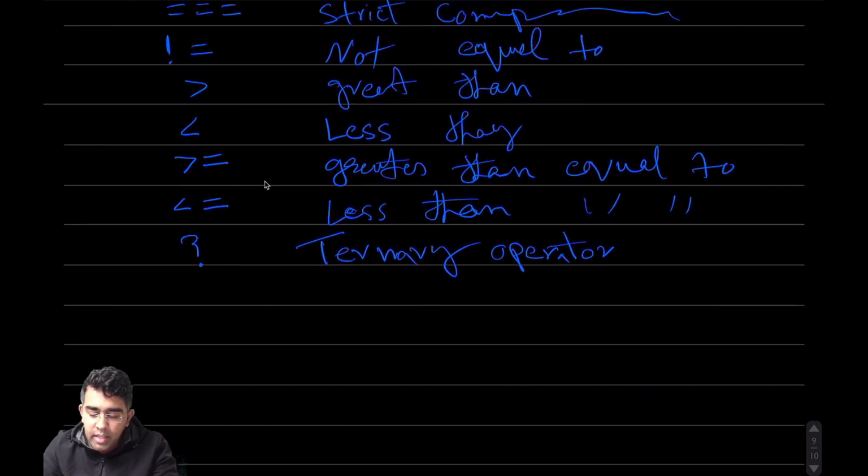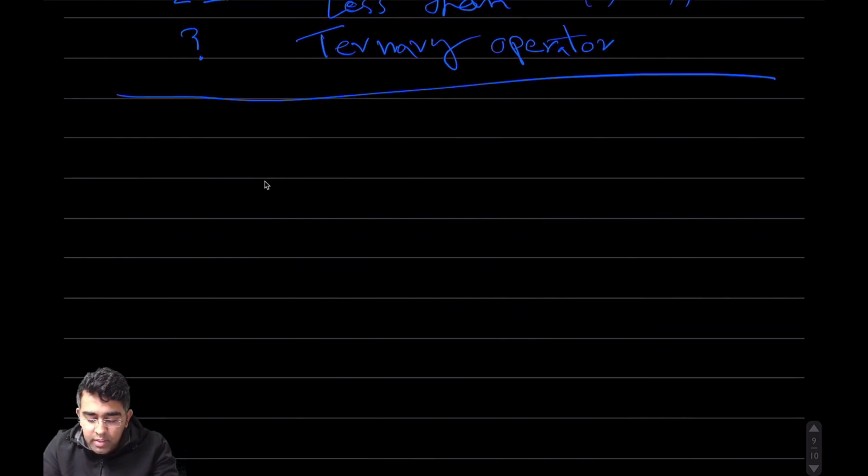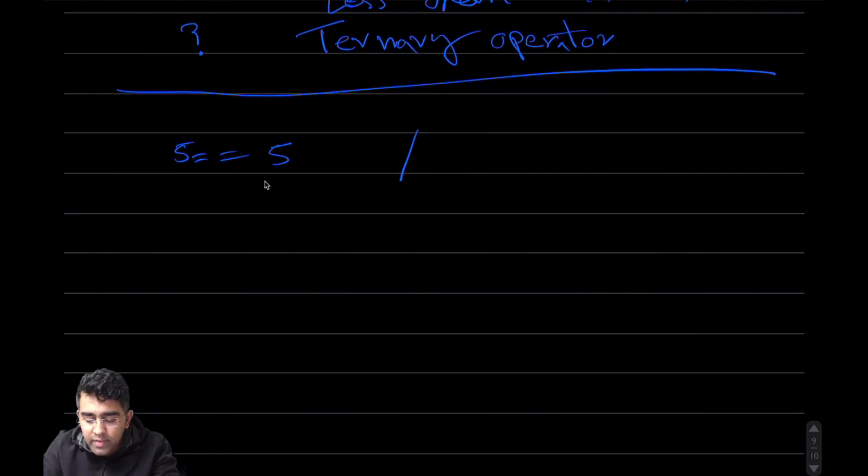Okay, now we understand the theory. Let's take a look at the demo. So if I want to check 5 equal to 5, what should it return? It should return a Boolean value, whether it's true or false. So right now 5 is equal to 5, that should return true.